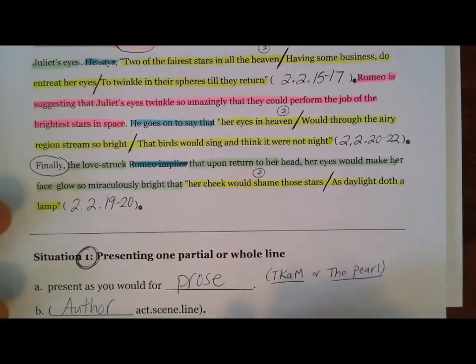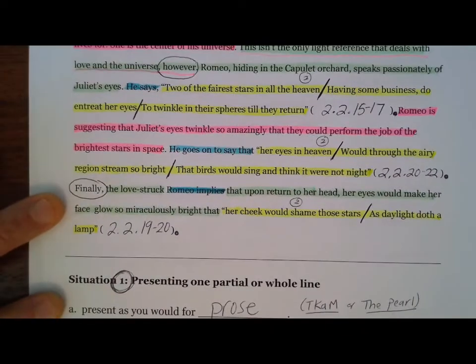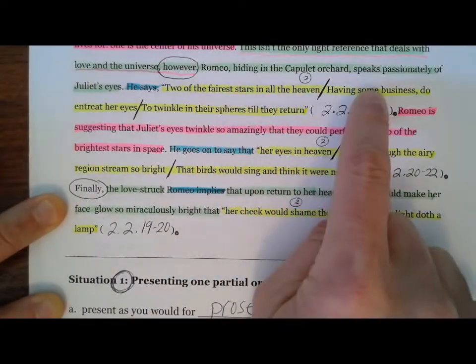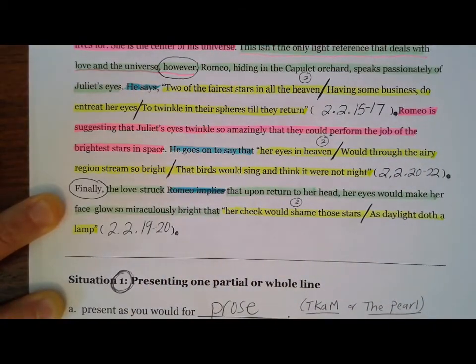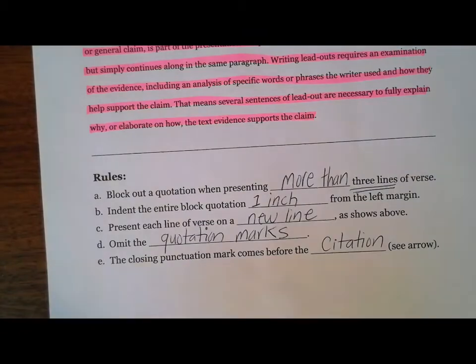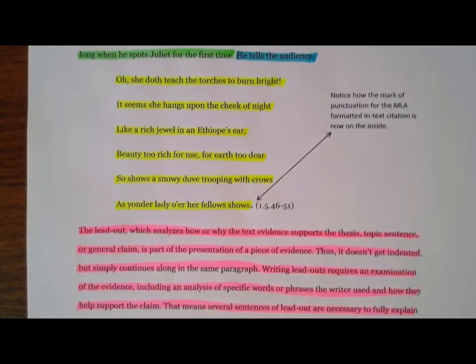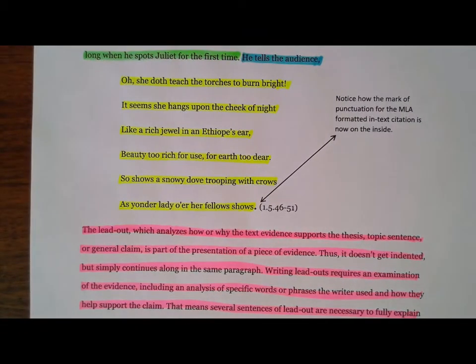Most of these, especially this first one, that's a full line, full line, full line. That's 3 lines of verse, and you'll notice that it's not blocked out because it's not more than 3, but in this case, we are definitely dealing with more than 3. That's 6.